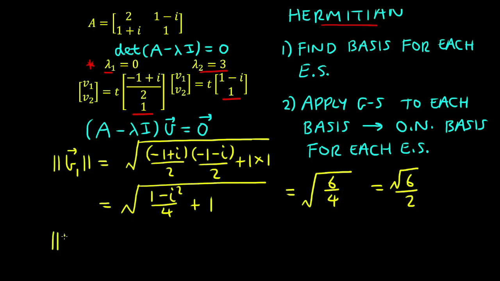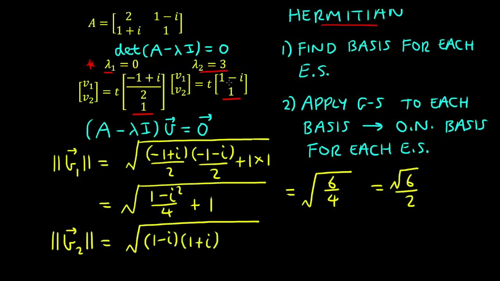And then we can find the norm of B2 by taking the square root of the complex Euclidean inner product of B2 with itself. So we have 1 minus i by the complex conjugate, plus 1 by 1. So that gives 1 minus i squared, which is 2, plus 1 is 3.